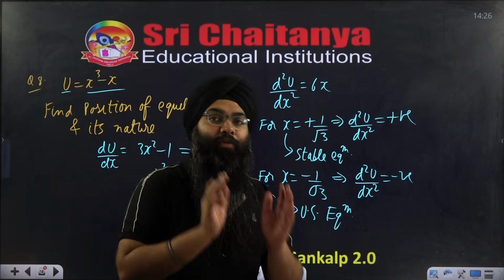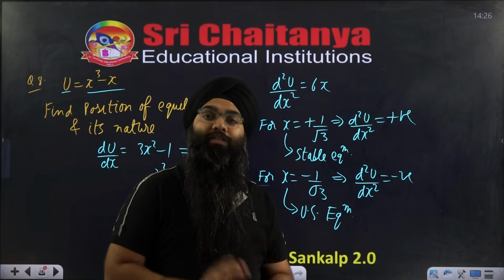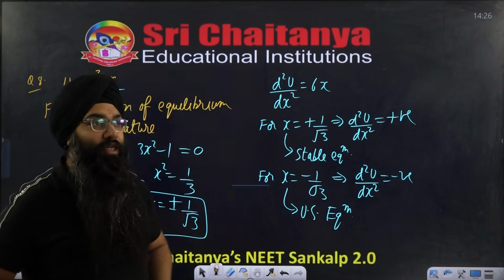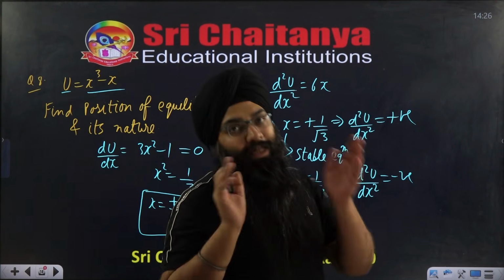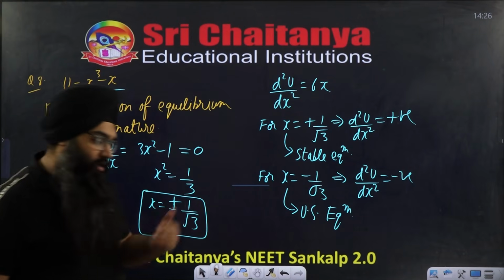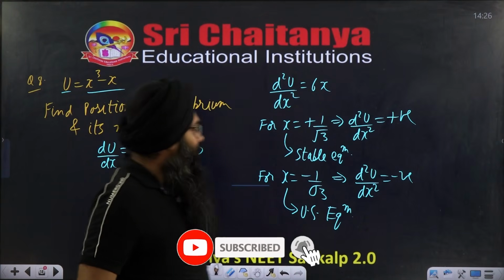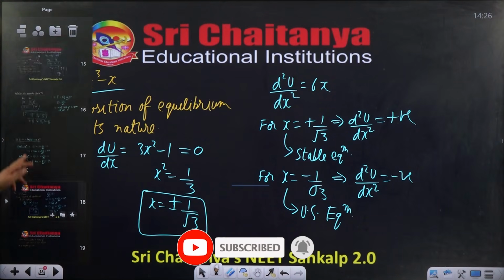Whenever u is given to you, please differentiate it, put it equal to 0, and find the points of stable or unstable equilibrium. Then, to check which position is stable and which is unstable, differentiate again and find the double differentiation. If double differentiation is positive, it is stable equilibrium. If it is negative, it is unstable equilibrium. So I hope this point is also clear to you.